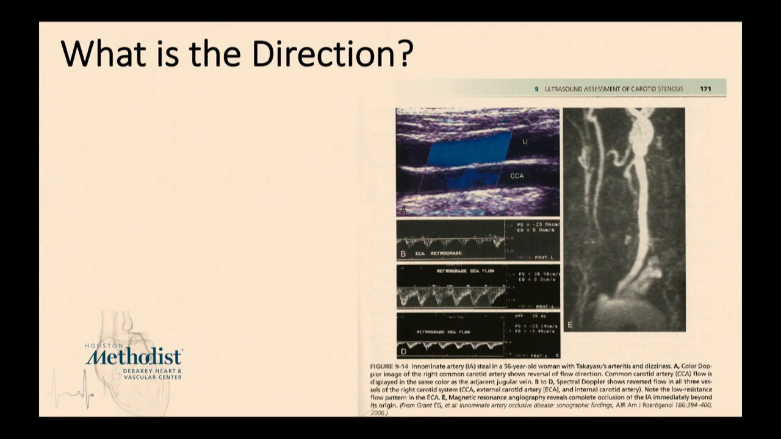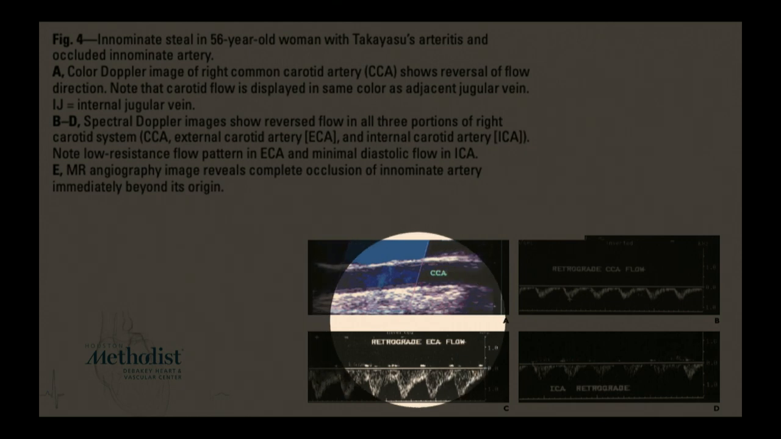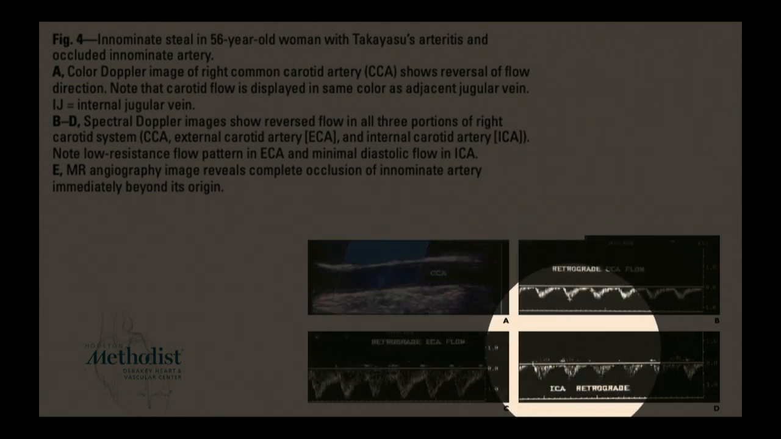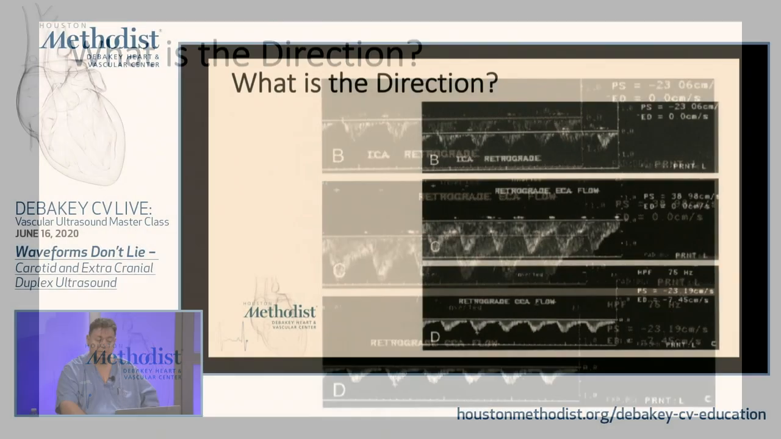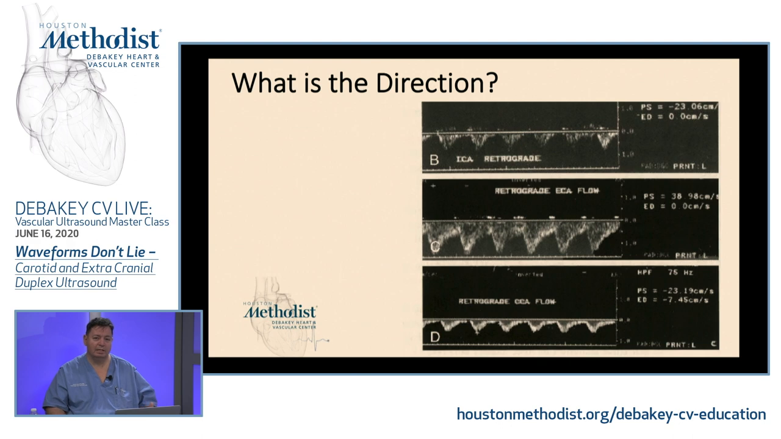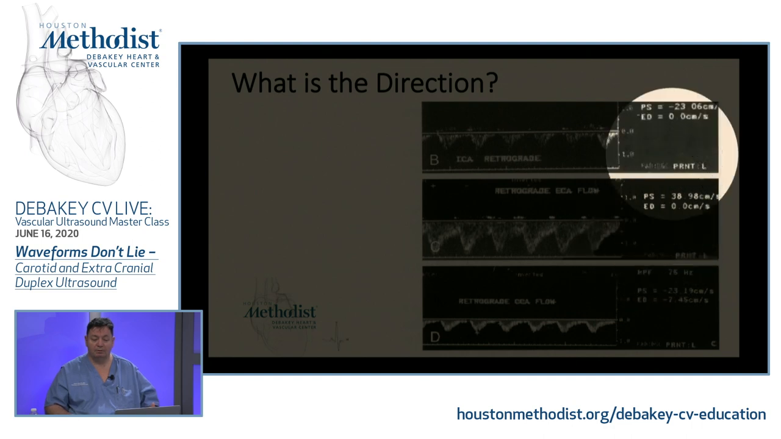While I was preparing for today's lecture, I found a really interesting publication, one of my friend's book. What I would like to point out is that this is an innominate artery occlusion, and ECA, ICA, CCA, all of them are reversed, marked as retrograde. So when you see retrograde ECA, retrograde CCA, retrograde ICA, I want you to think about it. Does it make sense? The publication definitely says all three vessels were retrograde. When you look at these waveforms, don't pay attention to velocities because they are all normal. But very important is the flow direction.